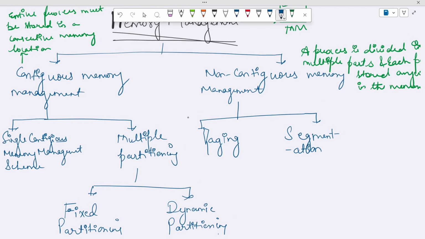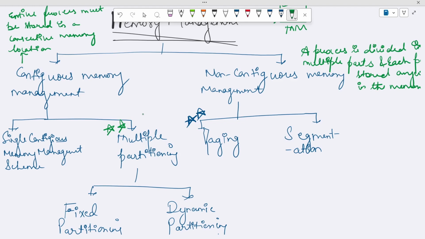From a GATE point of view, paging is very important. The paging concept is very important from the GATE point of view. And for college exams and for any competitive exam, basically, the non-contiguous paging part is very important, and multiple partitioning is too. So these are the two main important concepts that you need to know. These basically are the goals and the types of memory management.